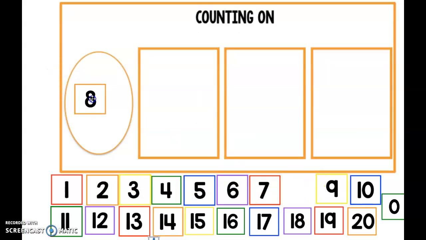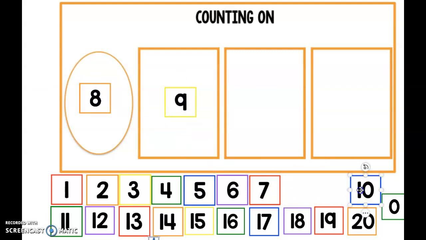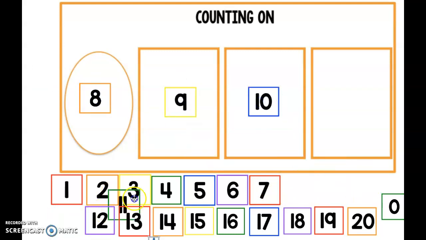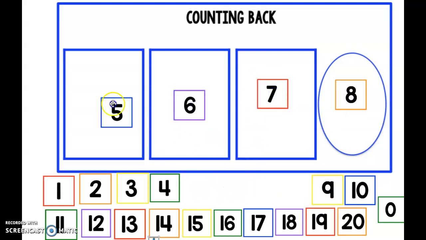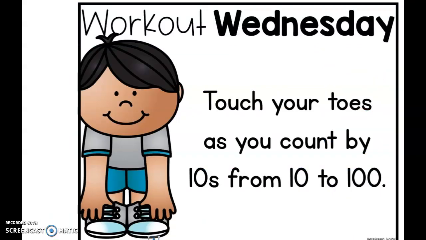Let's start with 8 and let's count on. Ready? 8, 9, 10, 11. Good job. Let's count backwards. We're going to start with 8. Ready? 8, 7, 6, 5. Keep going. 4, 3, 2, 1. Good job. Let's look at our Workout Wednesday.